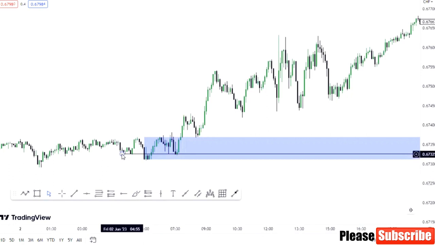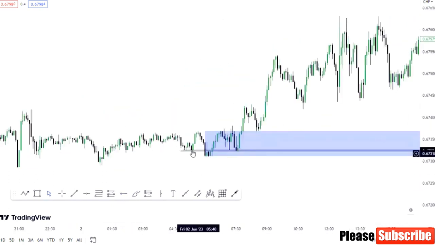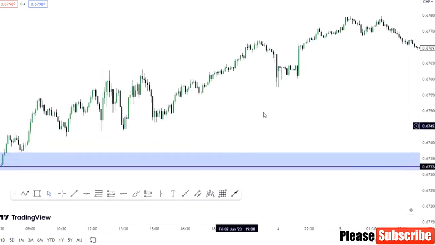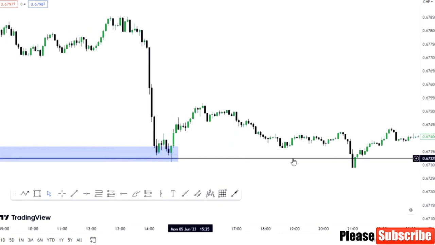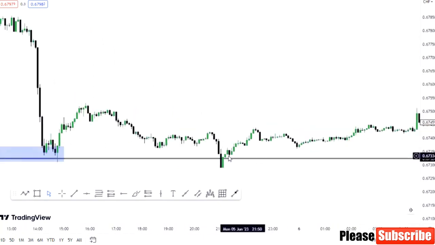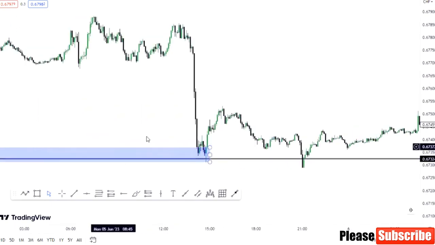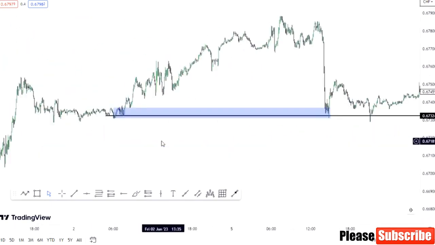So let's make it a line. You can see where the market reacted the first time, reacted the second time, and then let's go all the way here. You can see the market reacted the third time, and when the market came into our pivot level, it didn't really break our pivot level all the way up.